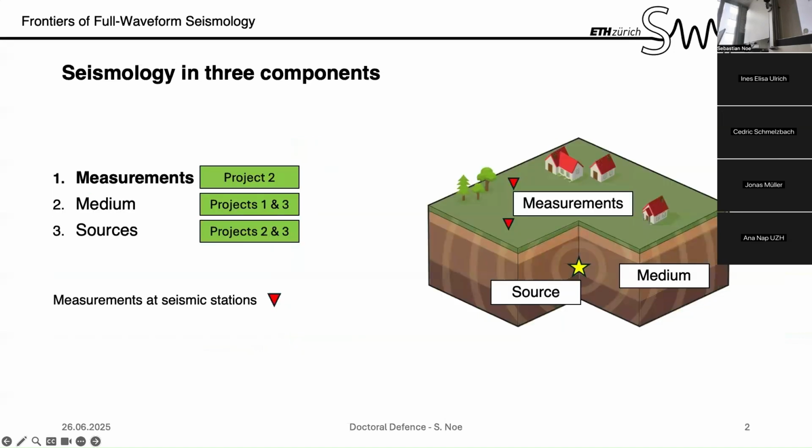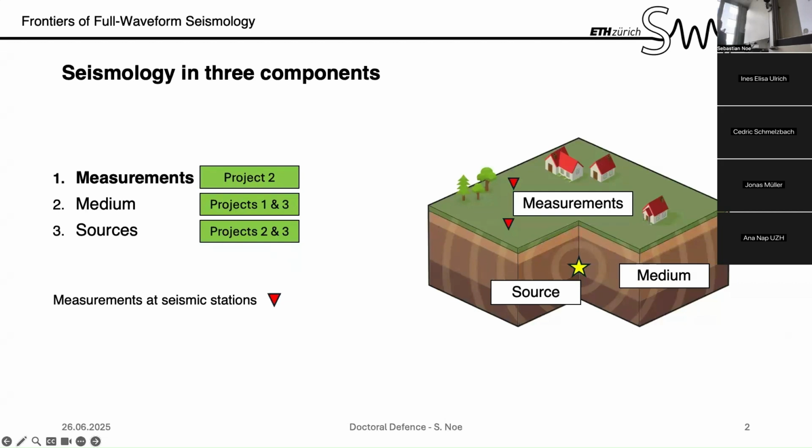Also, seismology is pretty diverse in the things that you can look at. So to really break seismology down into 3 components: most of the time, you have a seismic source that will emit a seismic wave field. This wave field will travel through a medium, and you will have measurements of said wave field. During my PhD, I also contributed to all of these components.